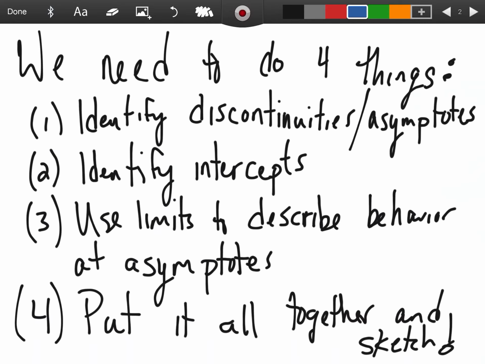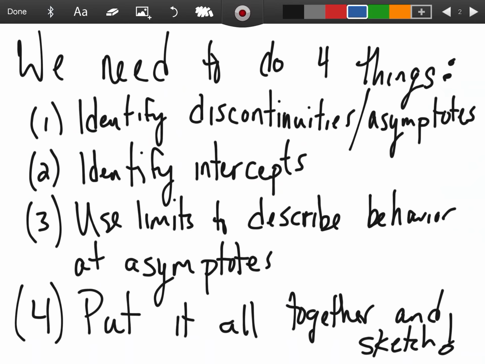All right, so what do we need to do in order to sketch a rational function? We're going to have 4 main steps, and it doesn't necessarily matter which one of numbers 1 and 2 you do first. But we're going to follow these 4 guidelines as we are sketching our rational functions. So the first one is we just want to identify any discontinuities as well as asymptotes, both vertical and horizontal asymptotes, both removable and infinite discontinuities.